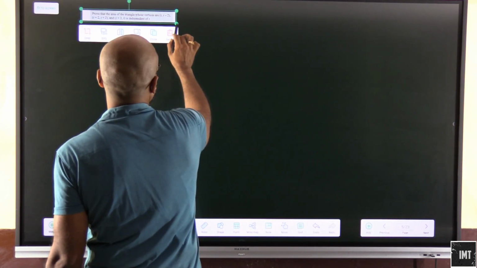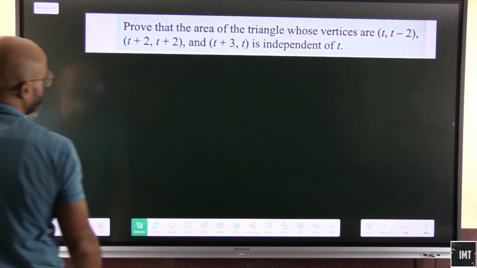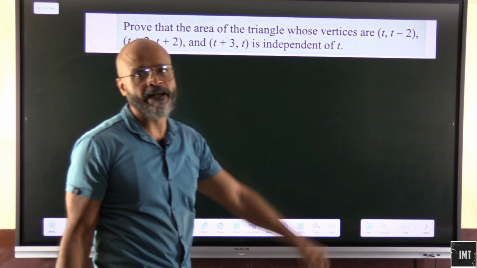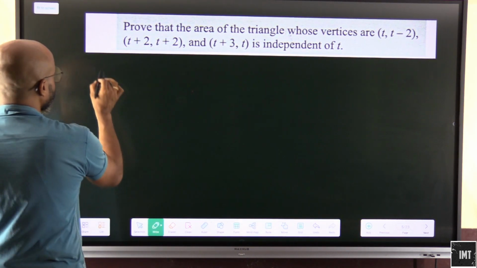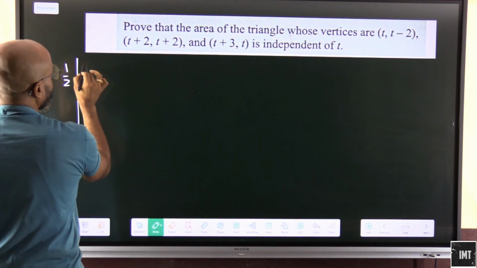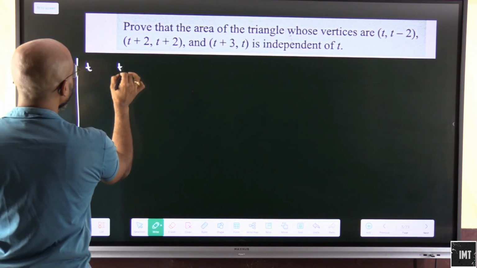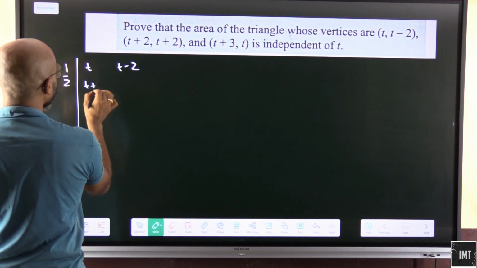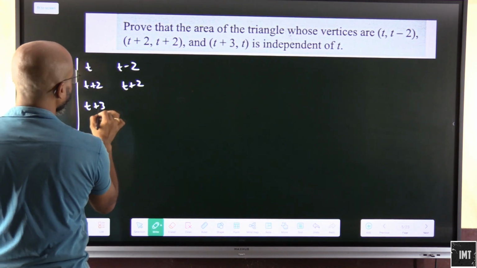Okay, so what we have here is: prove that the area of the triangle whose vertices are this and this is independent of t. Prove that the area of the triangle whose vertices are... So basically we have half. What will be the area of the triangle here? The area of the triangle will be t, minus 2, t plus 2, t plus 2, t plus 3, and t.